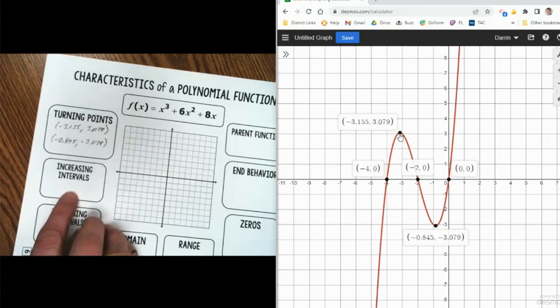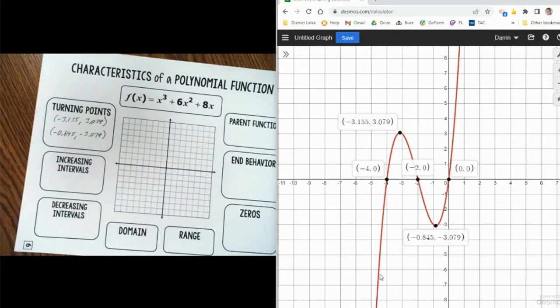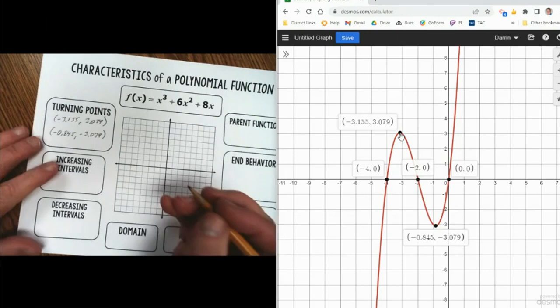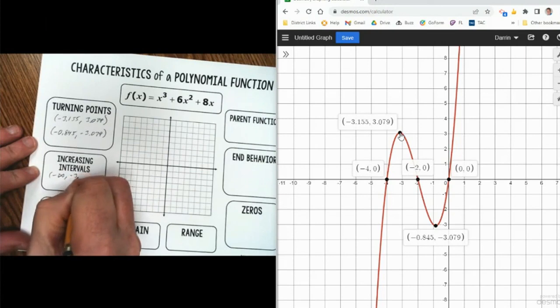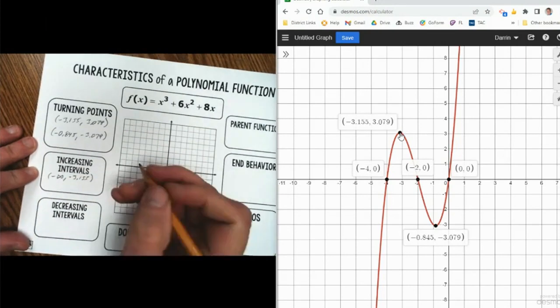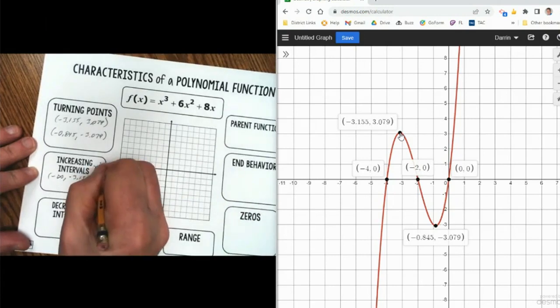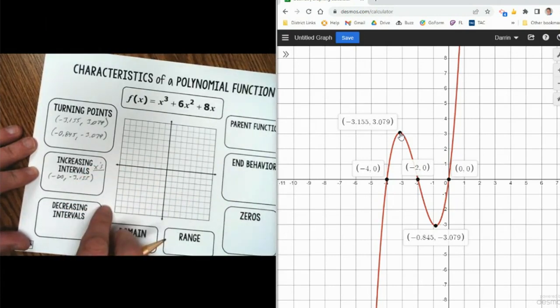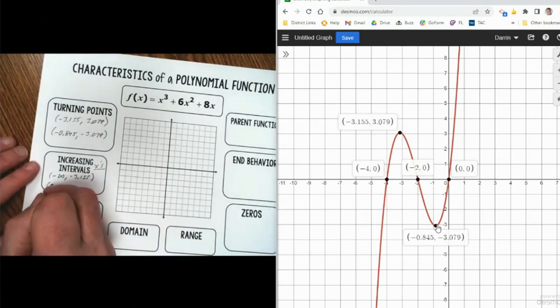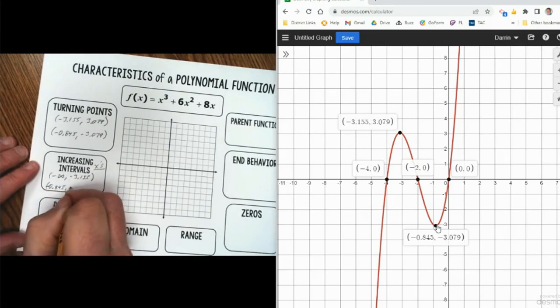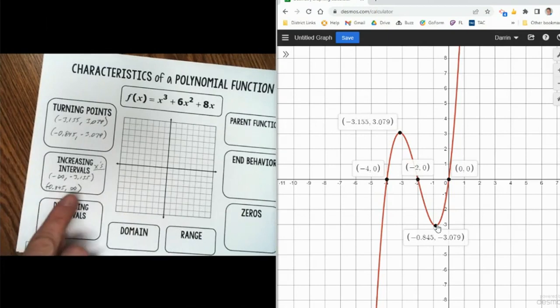Increasing intervals. We'll see it's increasing from negative infinity all the way until it gets to that x right there. So it increases from negative infinity all the way to negative 3.155. And I'll just make a note that these are the x's where it's increasing. And then it starts increasing again once it gets past this point down here. So from negative 0.845 to infinity, it just keeps increasing. So that's the two intervals of increase.